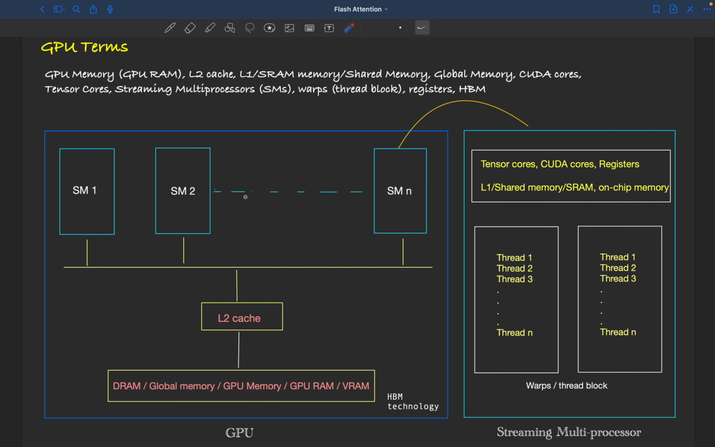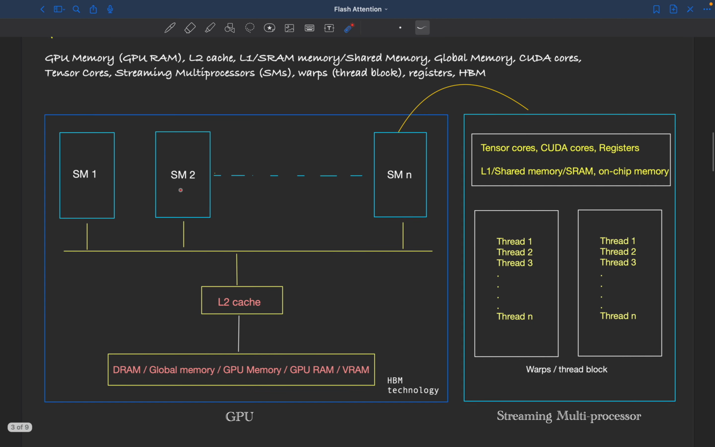It has 108 streaming multiprocessors, right? We will definitely discuss how a streaming multiprocessor looks like, but you can consider cores in CPU as somewhat equivalent to streaming multiprocessor in GPUs, right? And we'll look at a few of the terminologies in the streaming multiprocessor. So we'll see how one streaming multiprocessor looks like.